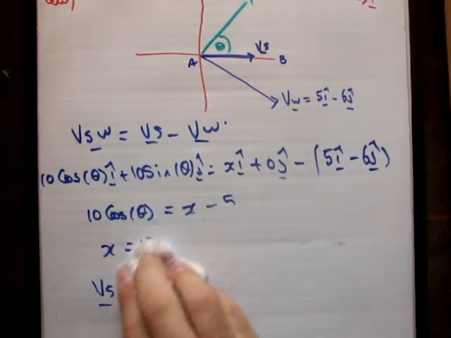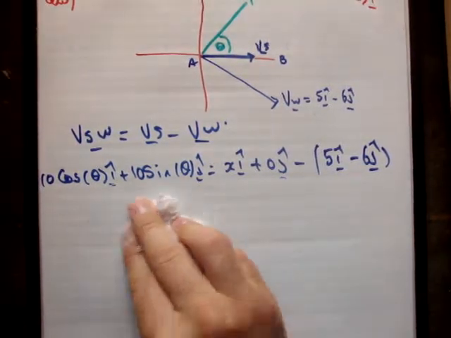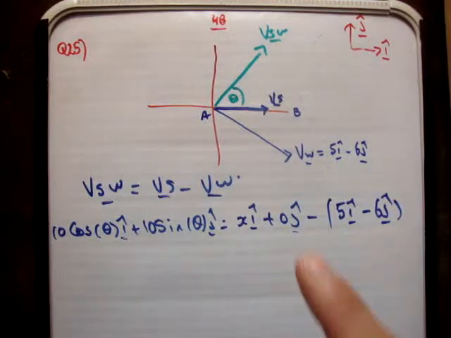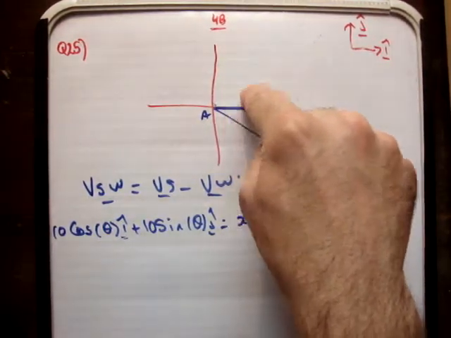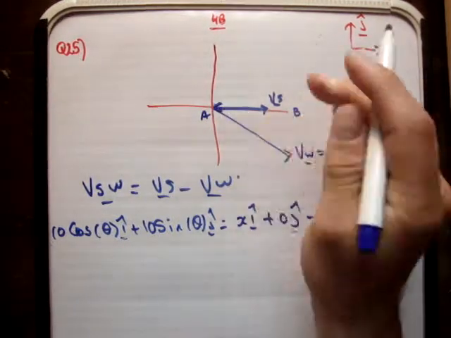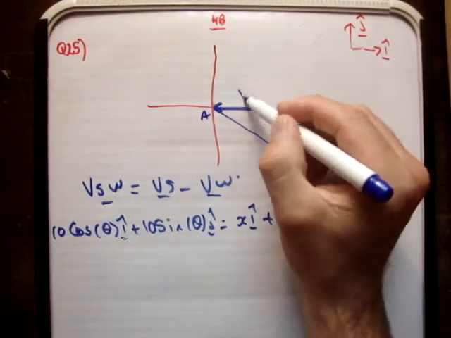And now we have to get the return journey. Now, I'll tell you, we don't have to start from scratch, because in this case, we'll just get rid of VSW. In this case, the velocity of the ship is actually going in a westerly direction. That's the velocity of the ship.